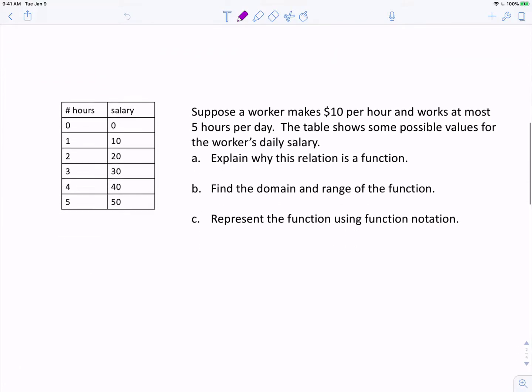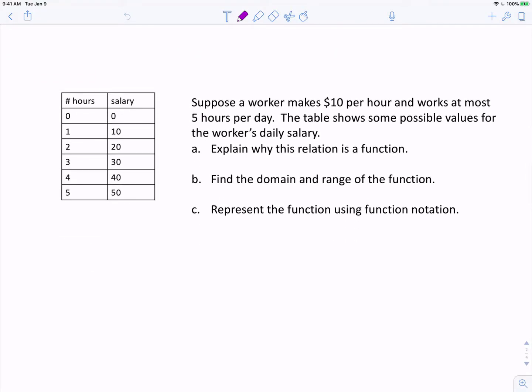First, suppose a worker makes $10 per hour and works at most 5 hours per day. The table shows some possible values for the worker's daily salary. Explain why this relation is a function.